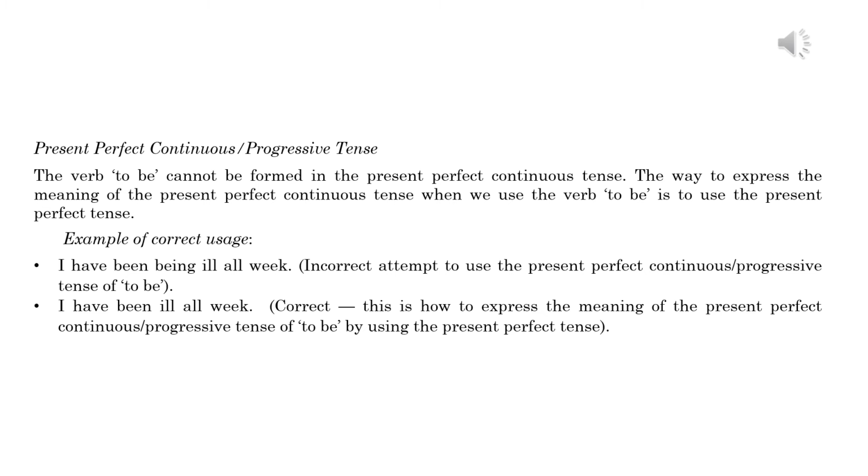Example of correct usage. I have been being ill all week. This is an incorrect attempt to use the present perfect continuous or progressive tense of to be. I have been being ill all week is wrong. I have been ill all week. Correct. This is how to express the meaning of the present perfect continuous or progressive tense of to be by using the present perfect tense.